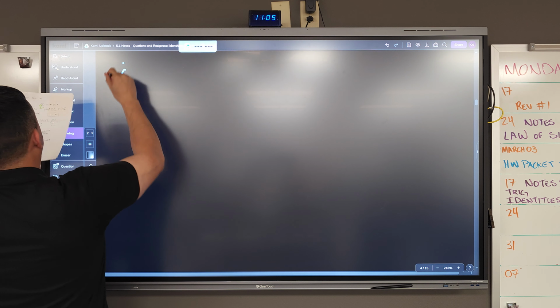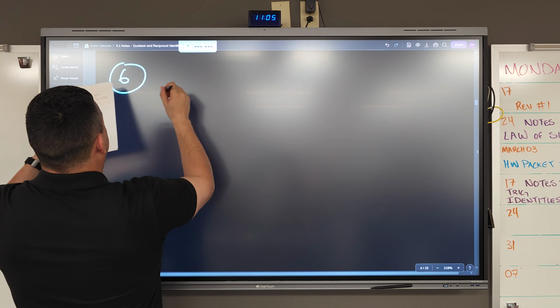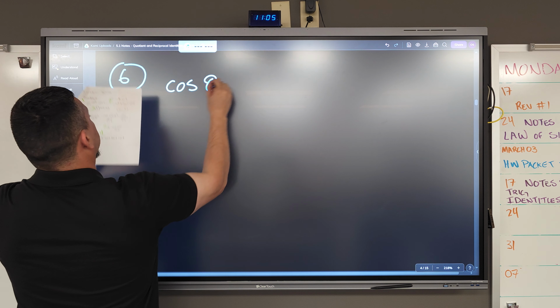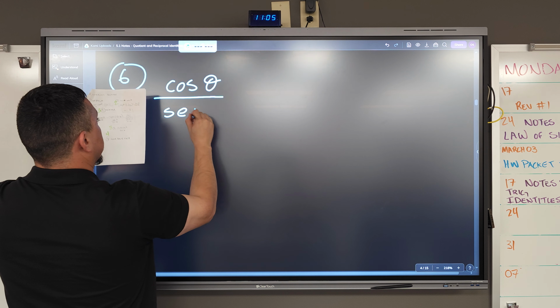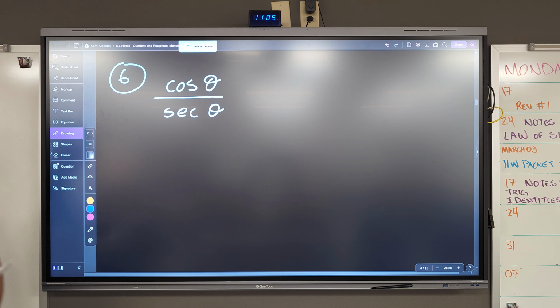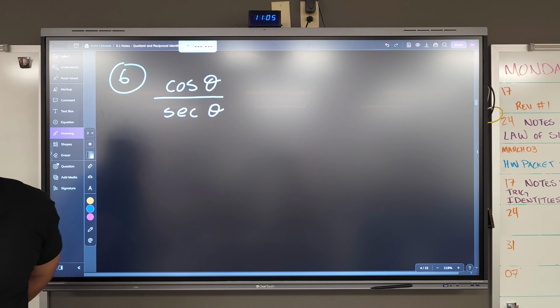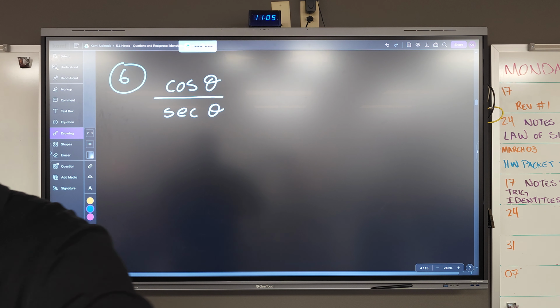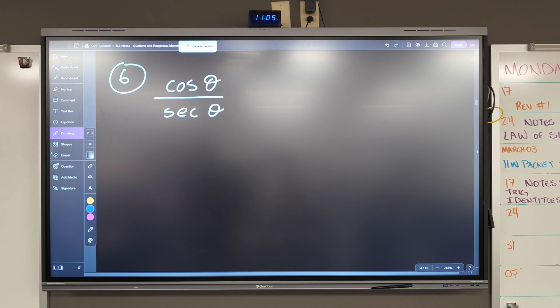6. Cosine theta over secant theta. Okay, try one of these. That cosine on the top, in order to do the hamburger, you're going to have to put it over 1. Because fraction has to be over a fraction.